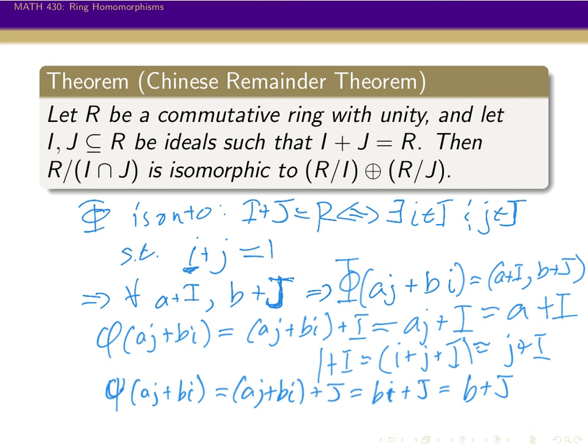Okay, so now that proves that phi is onto. So next we need to prove that the kernel of phi is the intersection, and that's going to be pretty quick, but first let's clear up some space.